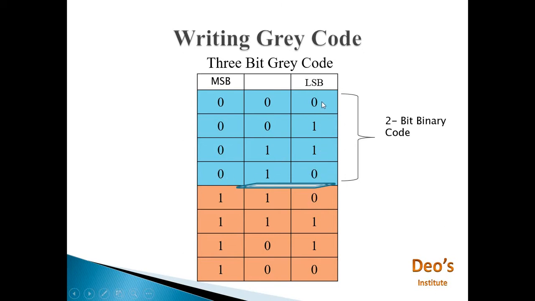So this is gray code of 0. This is gray code for 1, gray code for 2, 3, 4, 5, 6, 7. So remember that gray code is not a weighted code.